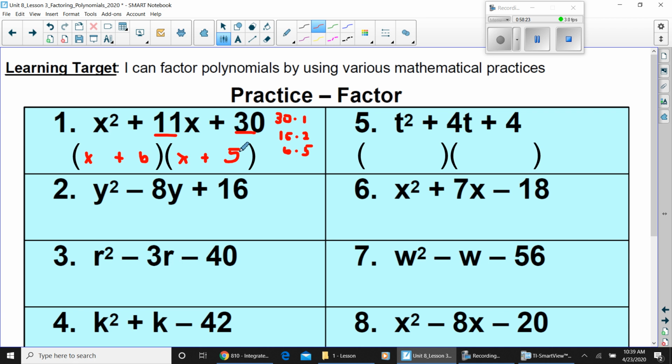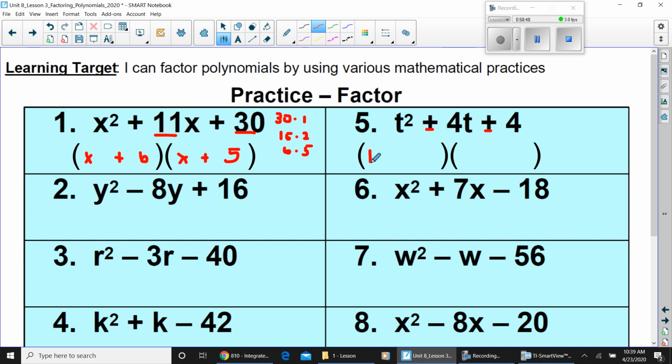If you go ahead and do x times x, that's x squared. x times 5 is 5x. 6 times x is 6x. 6 times 5 is 30. You're correct. The 6x and the 5x in the middle will add to 11x. And these are a little bit easier because, again, there's all addition here.